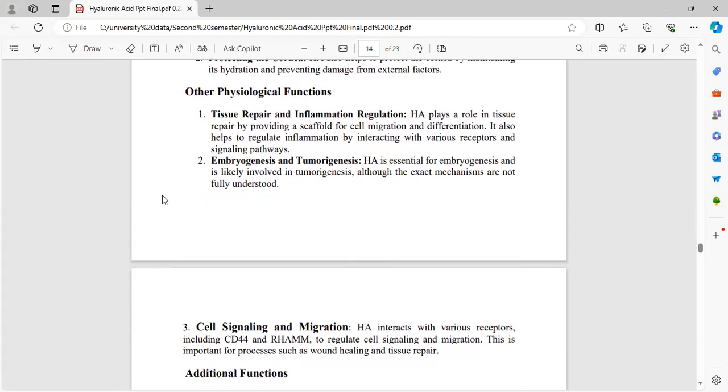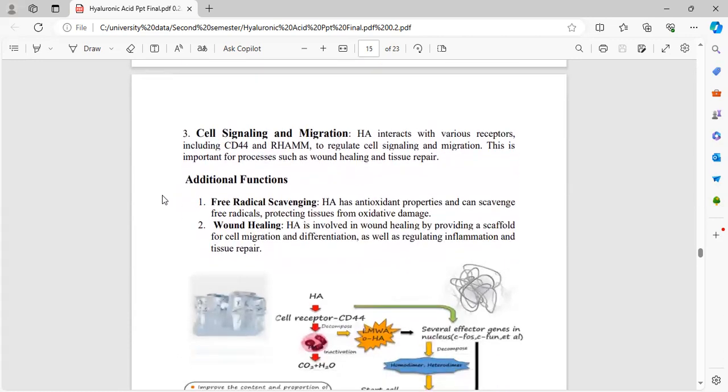Third one is cell signaling and migration. Hyaluronic acid interacts with various receptors, including CD44 and RHAMM, to regulate cell signaling and migration. This is important to processes such as wound healing and tissue repair.